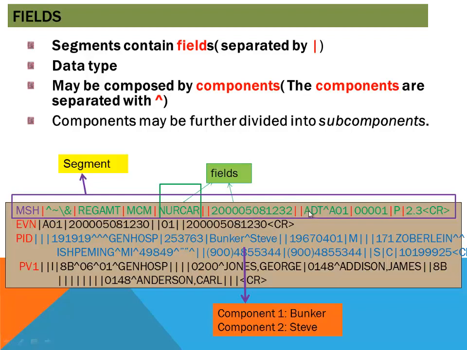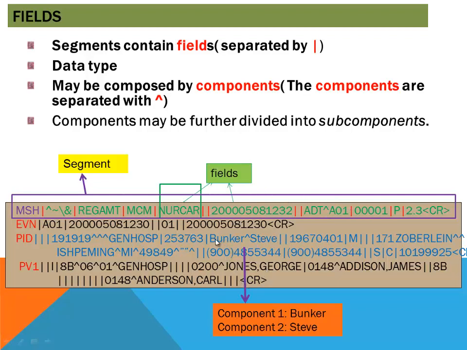So each field also has some components inside. These components are separated with the caret sign. Let's see the message name here. It has two components. The first component is the message type. Then the second component is the event code which triggers this message.